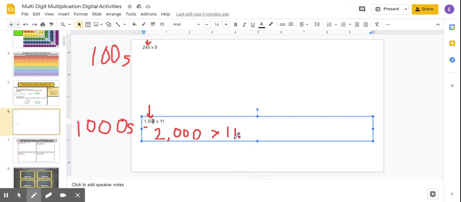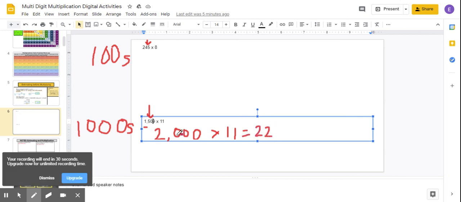So we say, okay, I'm going to find the basic fact by pretending like these zeros aren't here. I'm going to just cover them up in my mind. I can say 11 times 2. I know that is 22. And I add back those digits that I covered up. 1, 2, 3 zeros. I'm going to add in 1, 2, 3 zeros. So 22,000 is a reasonable estimate for this problem.